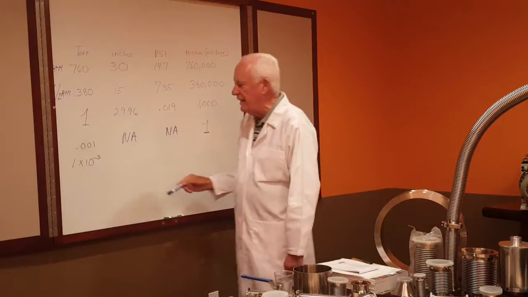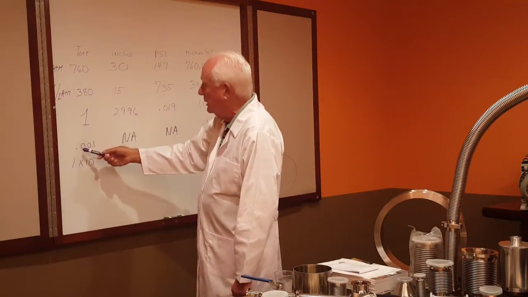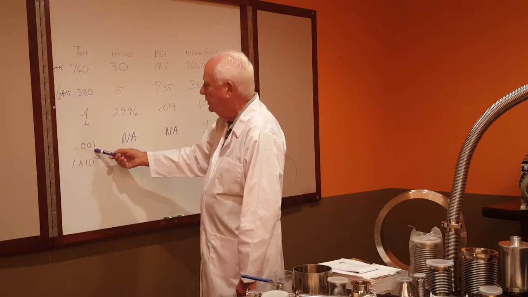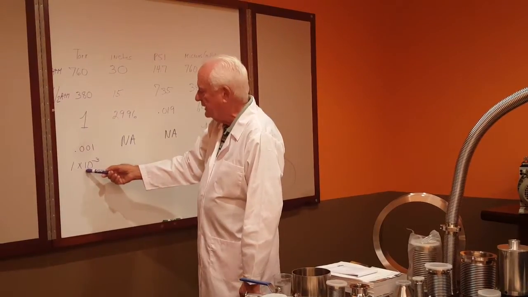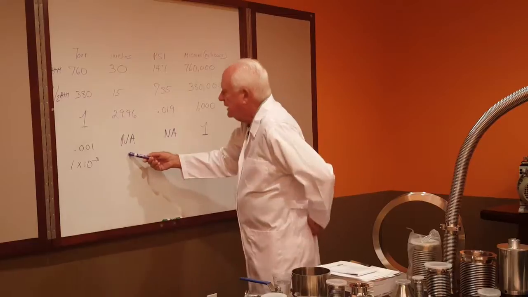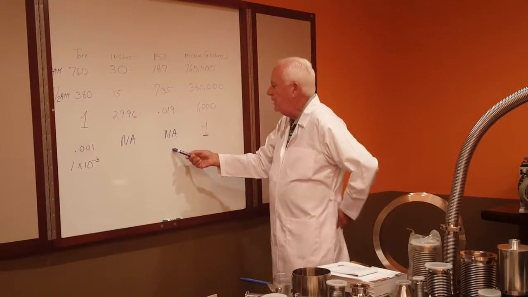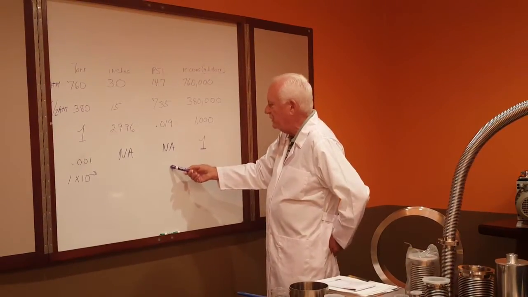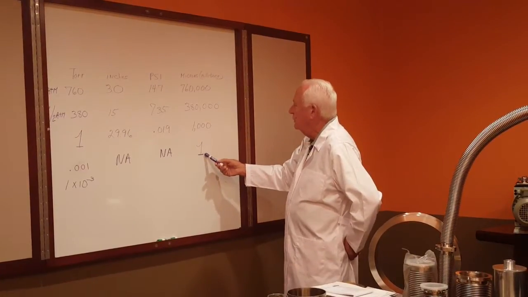As we get further down to the vacuum level, we get to 1 micron, which is 0.001 torr, or as some people like to say, 1 times 10 to the minus 3 torr. Inches become irrelevant because the numbers become too vast. Same thing with psi. We can't discuss that down at these high vacuum levels, low pressure. And then we have 1 micron over here.